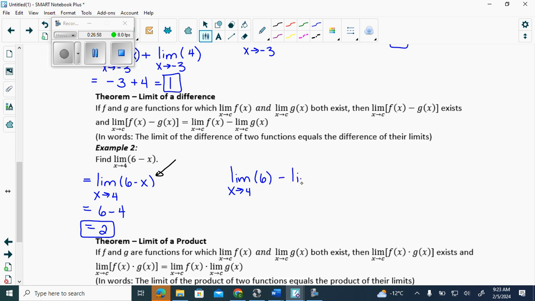Minus the limit as x approaches 4 of x, not negative x, because the subtraction sign goes between them. If you pick negative x as the part that you're going to put in there, you'd have to have an addition sign between them. And so we get 6, because the limit as x approaches 4 of a horizontal line at 6 is 6. And then this would be minus 4, which is 2.